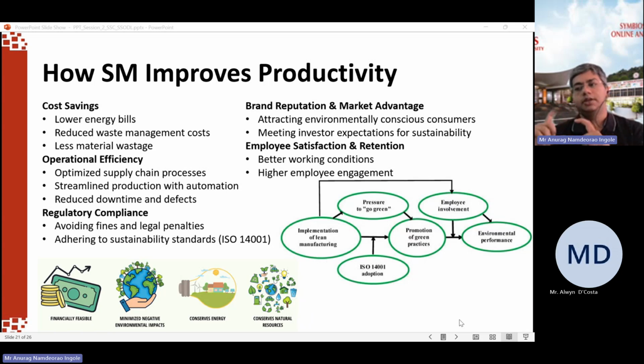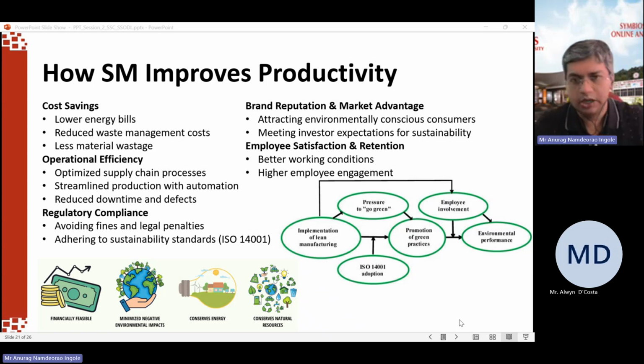That means their investments are going to be safer with them, because they are not going to waste the invested amount. Whatever I'm giving them to work as an investor, they are also not going to waste a part of it, right? So that way also sustainability is helping. Then employee satisfaction and retention.